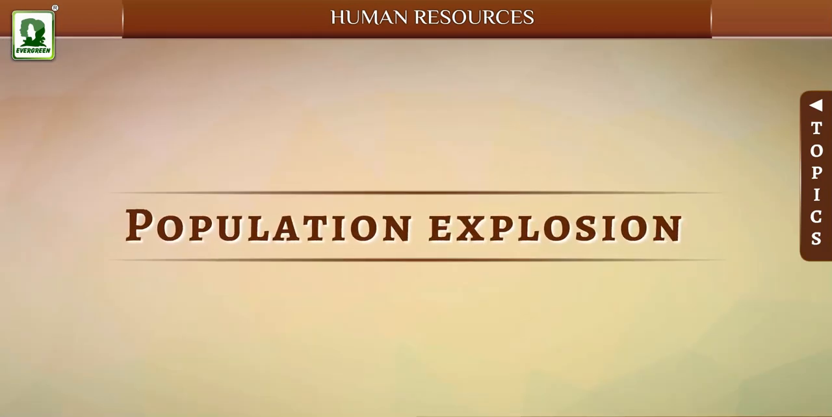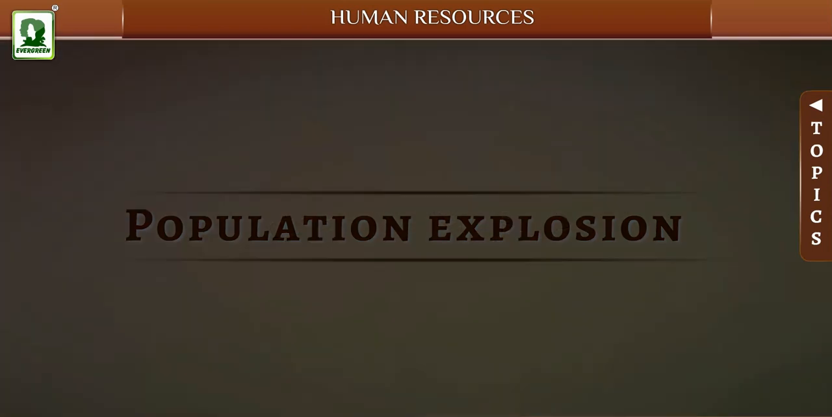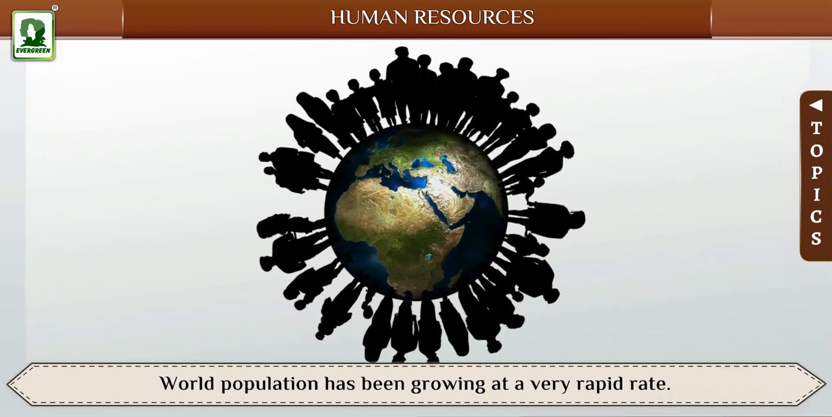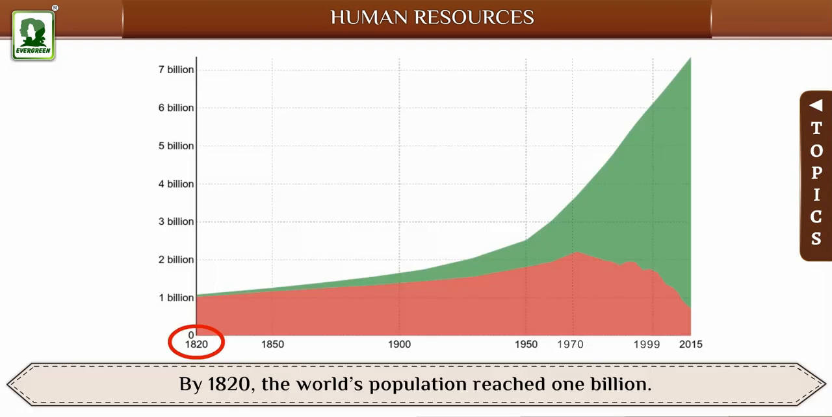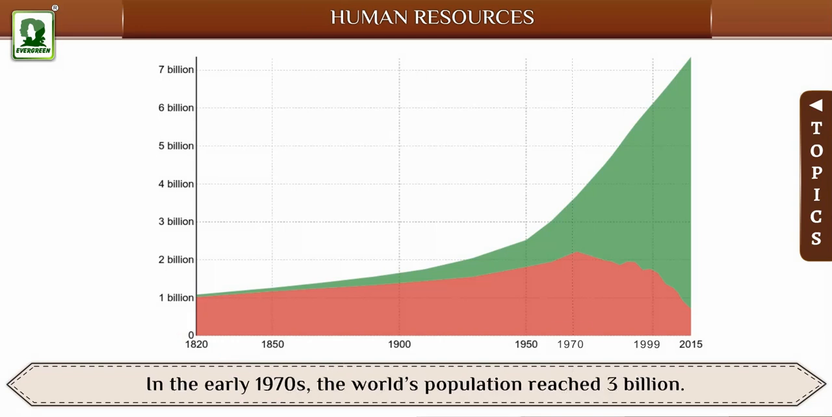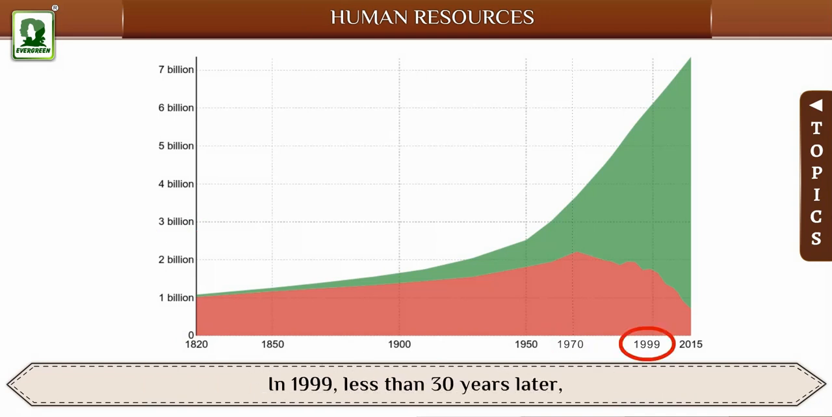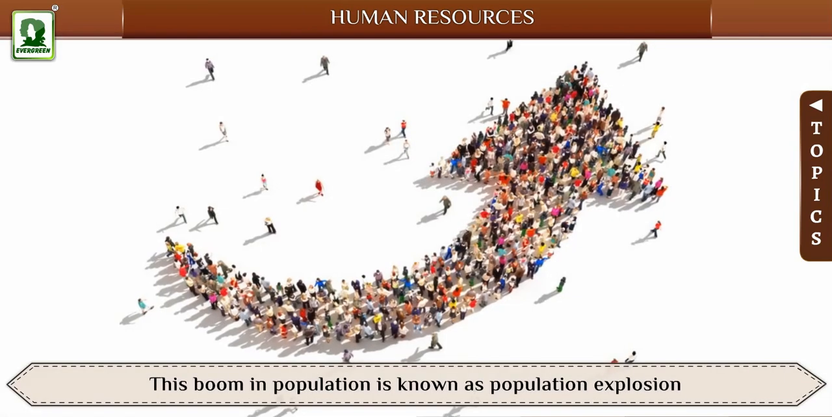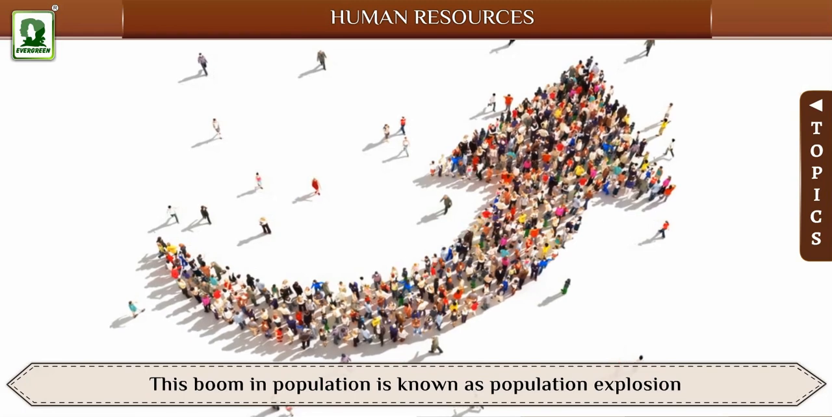Population explosion. World population has been growing at a very rapid rate. By 1820, the world's population reached 1 billion. In the early 1970s, the world's population reached 3 billion. In 1999, less than 30 years later, the population of the world doubled to 6 billion. This boom in population is known as population explosion.